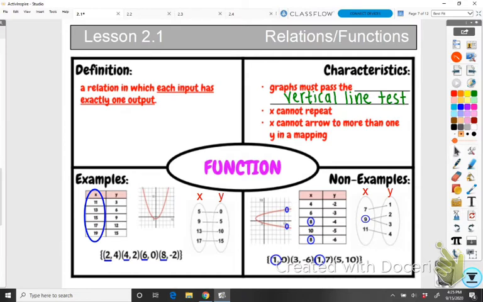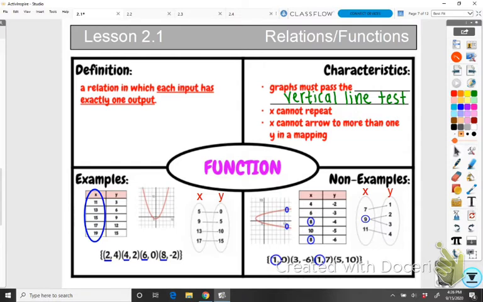So here's some examples. If I'm looking at a table, focus on the x column and double check that none of the x's repeat. So 11, 13, 15, 17, 19, those are all different. So this is a function. Similar with ordered pairs. Look at the x values, or the first number in the ordered pair: 2, 4, 6, 8, those are all different. So that is a function.